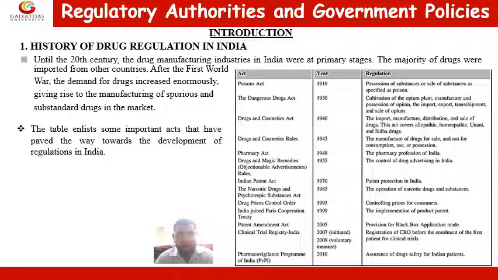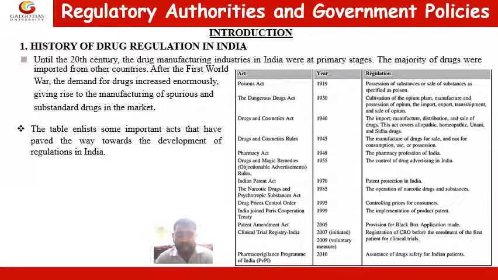Second, as you all know, the Drugs and Cosmetics Act was passed in 1940. This Act regulated the import, manufacture, distribution, and sale of drugs. The Act covered allopathy, homeopathy, Unani, and Siddha. Almost every system of medicine is covered by this Act.